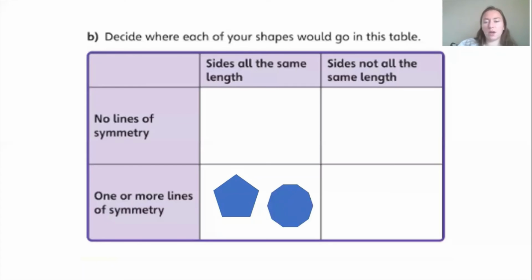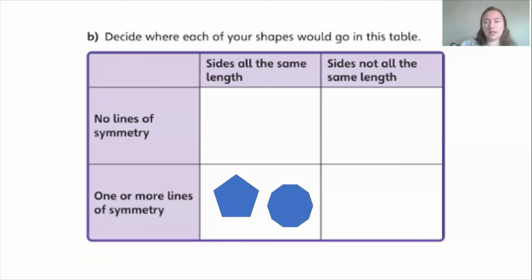Another shape that would also go in here is a decagon. This is a regular 10-sided shape. So quite simply just arranging your pencils in a shape where all of the sides are the same length. The pentagon, the 5-pointed star that I did earlier would also go in this box as well.